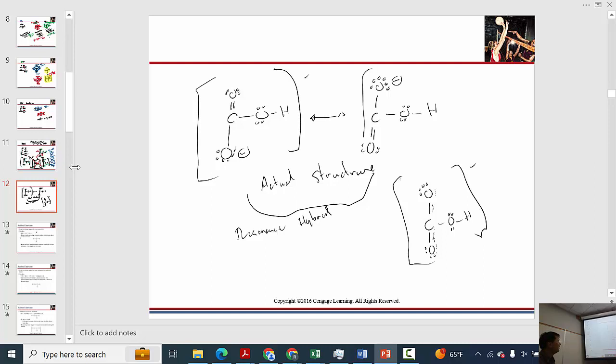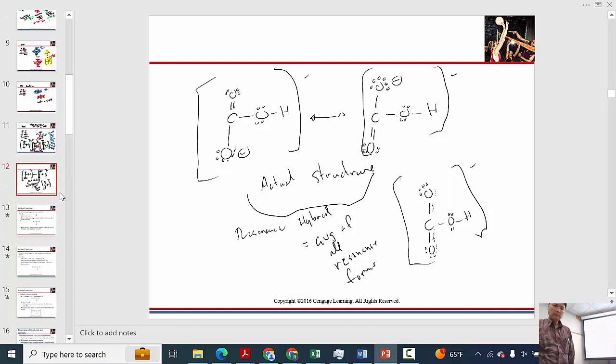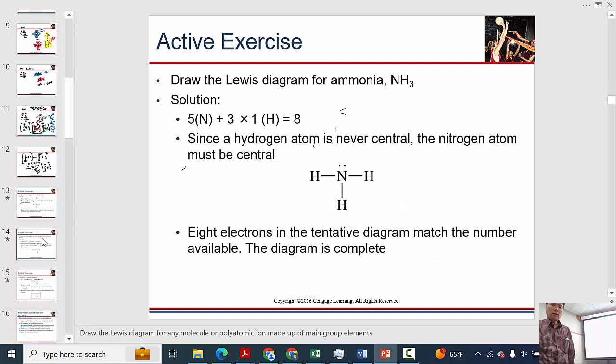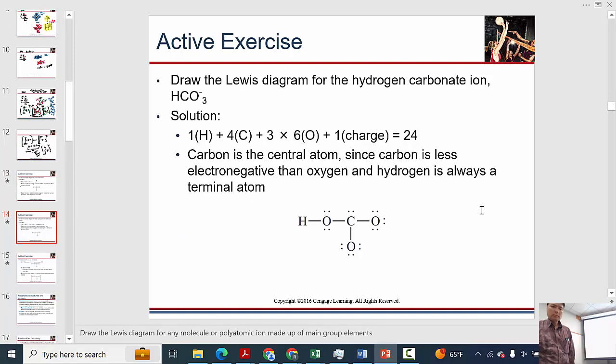We don't necessarily have to write the square brackets here. We call those structures, the individual ones, resonance forms. This particular one would have two resonance forms. These two here. All right, so here it is.